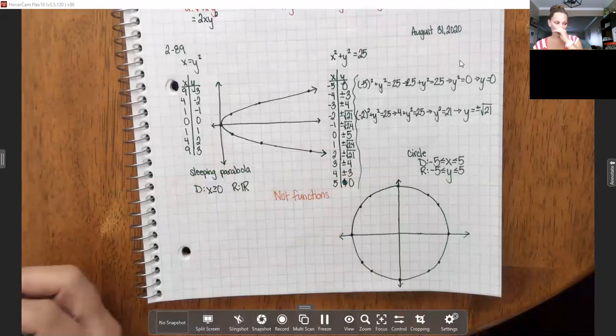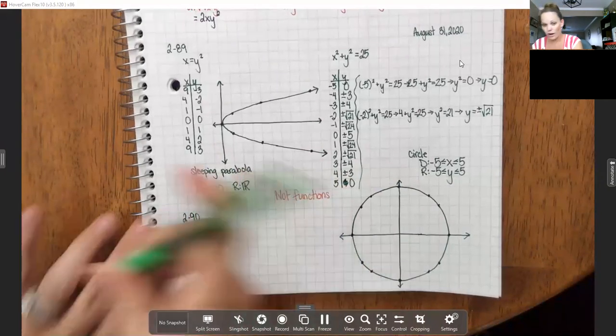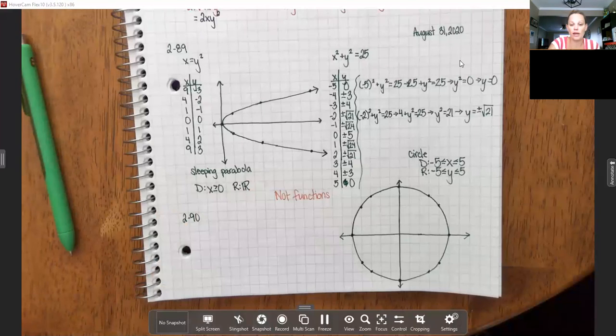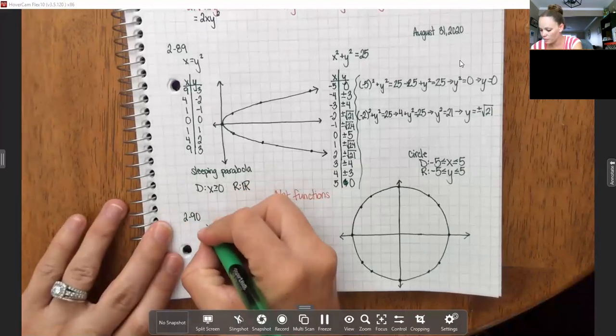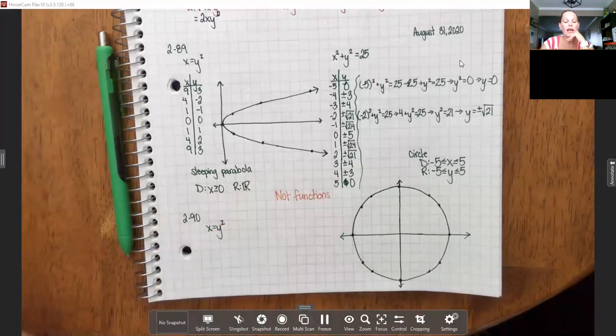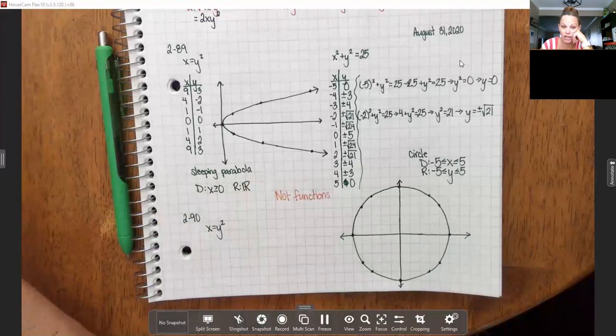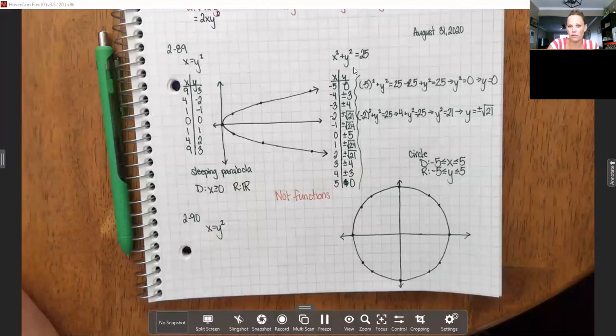Okay. So for problem 2-90, what I want you to do is you're going to get onto Desmos, and you're going to investigate x equals y squared, and you're going to try to move it up and down, left and right, and then try to compress it and stretch it, and see if it's the same a, h, and k that we normally do. So go to Desmos right now. Let me type that in the chat for you.